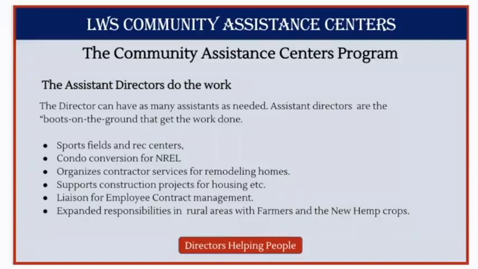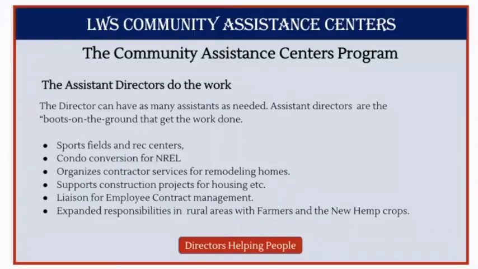Examples of what they can do is they can find and build sports fields and rec centers. For the National Real Estate Listing, you can do condo conversions, and you might find somebody that's really good at that and let them loose and go find apartments to convert.